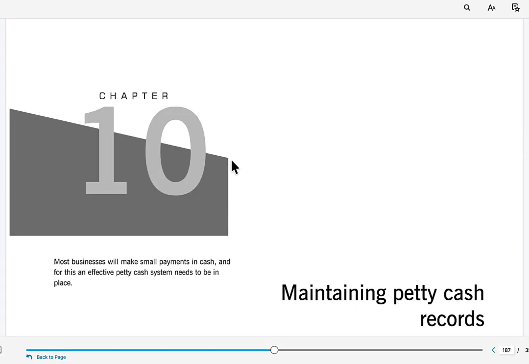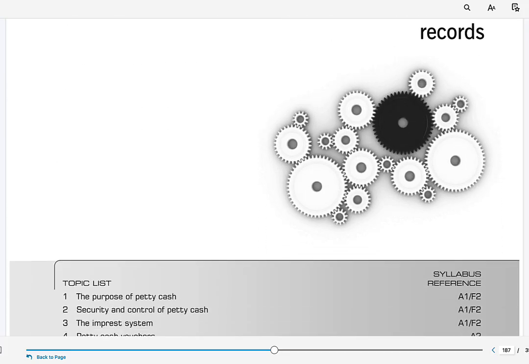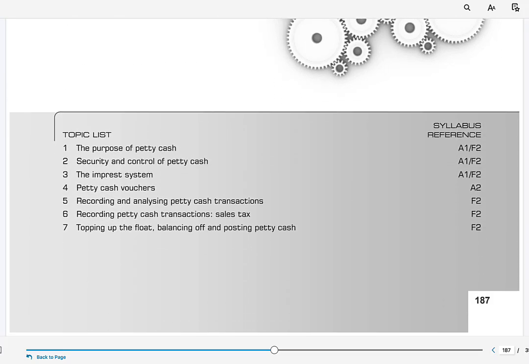Welcome everyone to Chapter 10, Maintaining Petty Cash Records. I'm very happy you are here because this chapter teaches you one of the most useful real office skills in accounting. It shows you how a business controls small cash payments, records them properly, and keeps the petty cash box balanced and safe. In this chapter, we will cover these main topics.